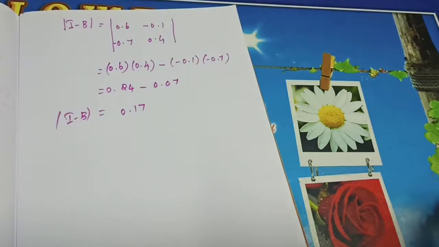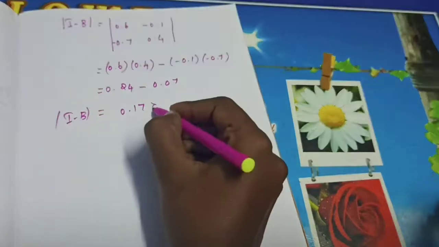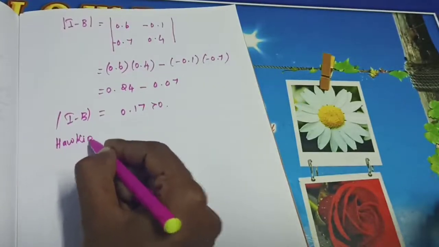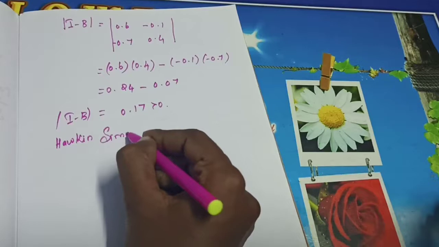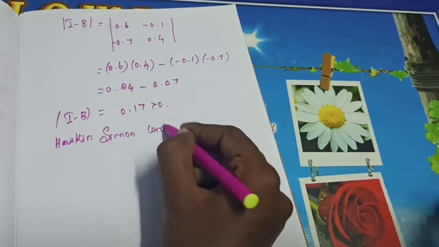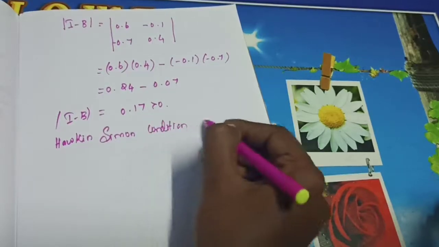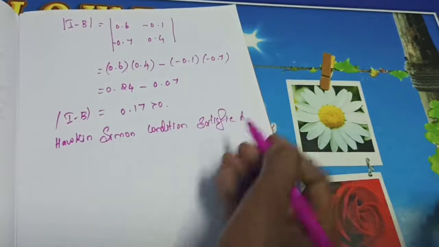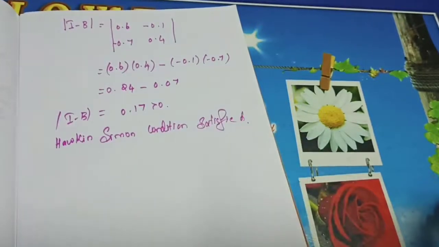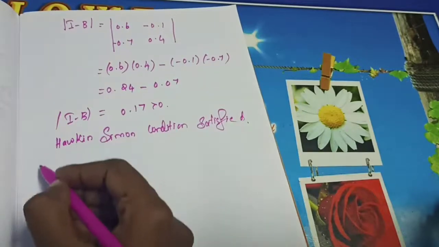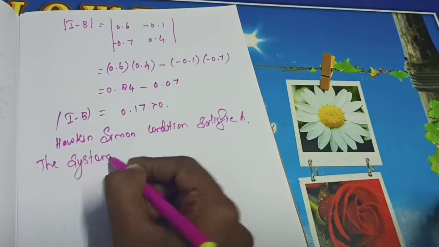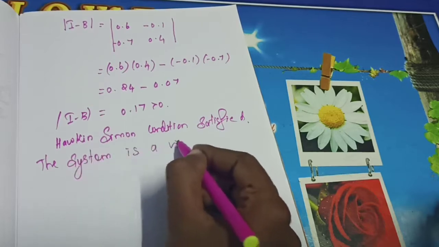Now further, is the determinant of I minus B positive or negative? Positive. So if it is positive, greater than 0, what will you say? Hawkins-Simon condition satisfied. Yes, Hawkins-Simon condition satisfied. So is the system viable or not? Yes, the system is viable. So the system has a solution, that's the meaning.